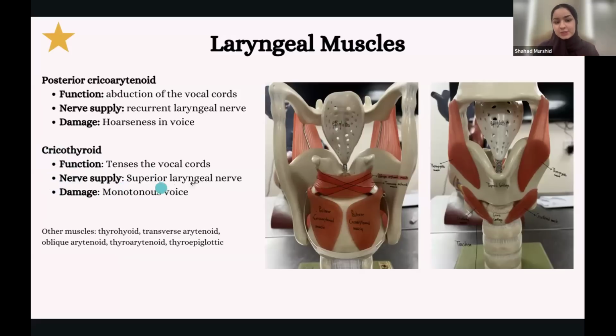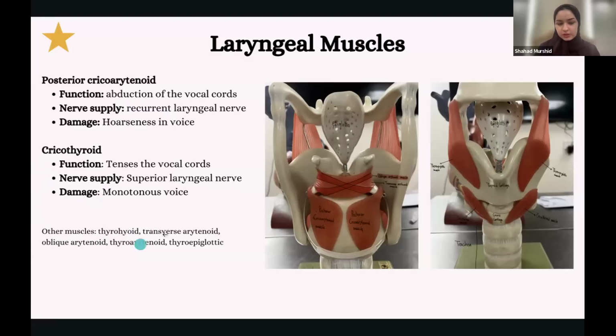And the nerve supply of it is the superior laryngeal nerve. This is the one exception that I told you guys about. So remember, all muscles are supplied by the recurrent laryngeal nerve, except for the cricothyroid, which is supplied by the superior laryngeal nerve. Okay, and damage to it causes a monotonous voice.